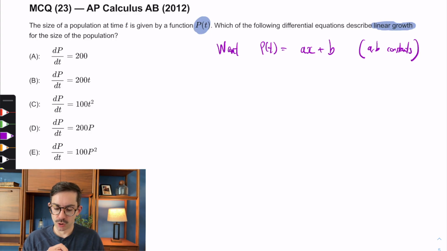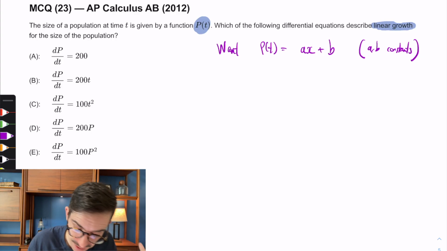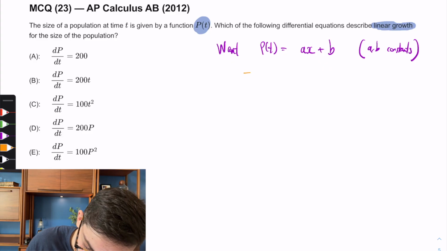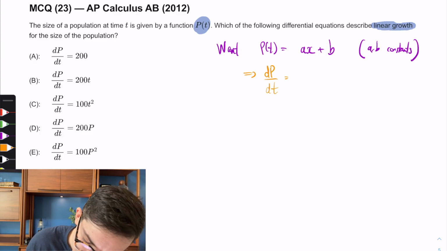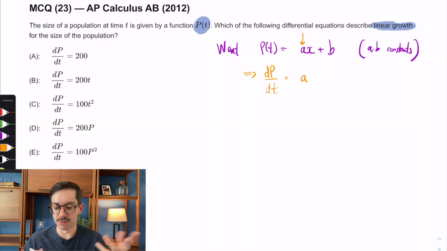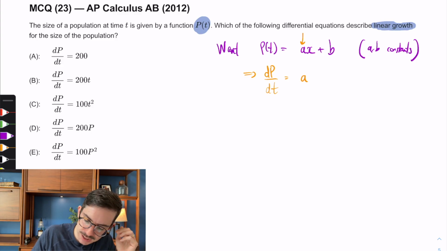Okay. So now all of a sudden, all of my answer choices are just asking me, hey, what is dp by dt, that derivative? And I can take that derivative really easily. When I take the derivative of a linear function, I just get a. The b term vanishes to 0. The ax term becomes a. And crucially, you can see that is a constant.